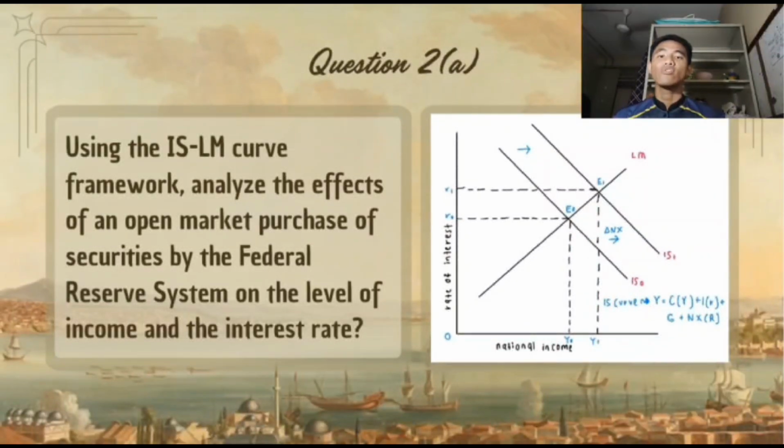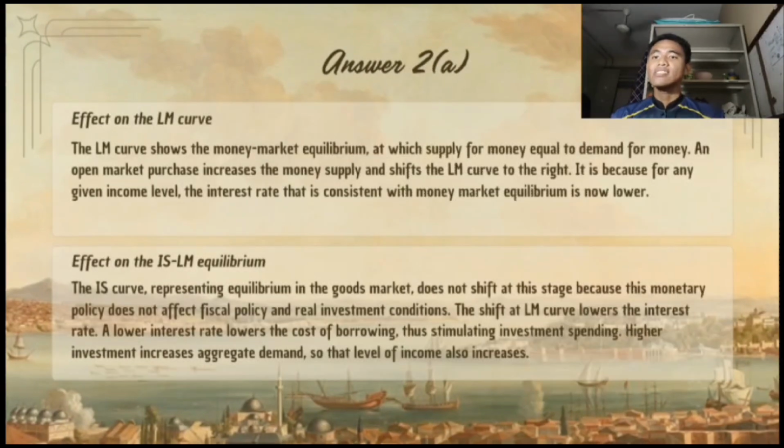Here, I want to answer the question of tutorial 2A, that is, using the IS-LM curve framework, analyze the effects of an open market purchase of securities by the Federal Reserve System on the level of income and the interest rate. So, the first effect that I want to explain happened to the LM curve.